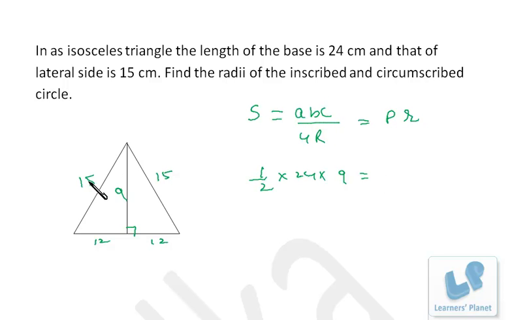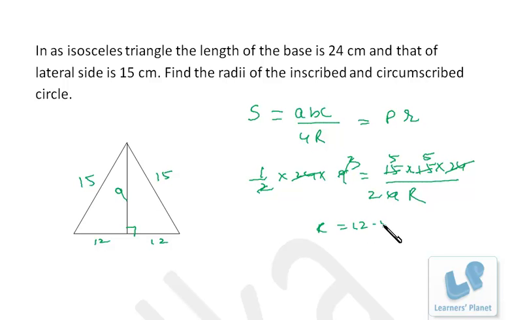Product of the sides is what? 15 into 15 into 24, right? By 4R. Right? So if we solve this, we'll be getting the value of R, that is radius of circle circumscribed. So R is 12.5.